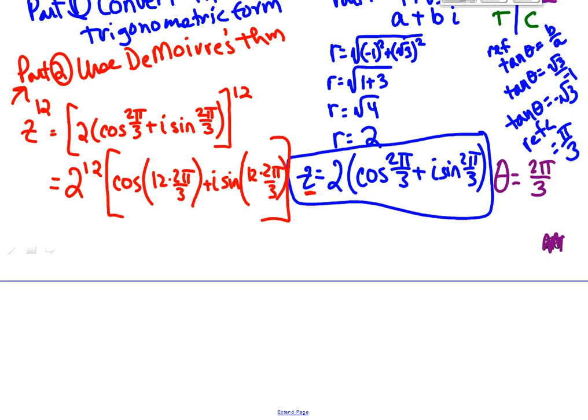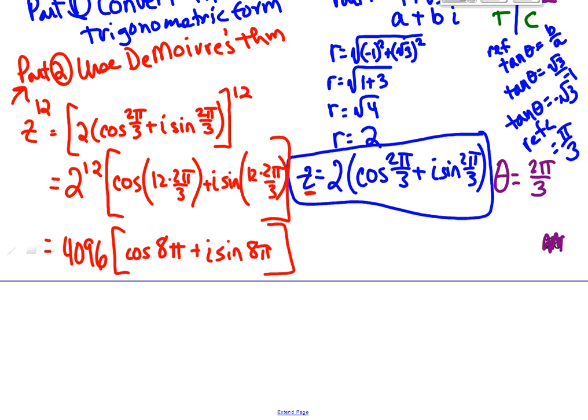2 to the 12th, just use your calculator for that. That is 4096. And then this is going to be cosine, and let's see, 12 thirds is 4, 4 times 2 is 8. So this is cosine of 8 pi plus i sine 8 pi.